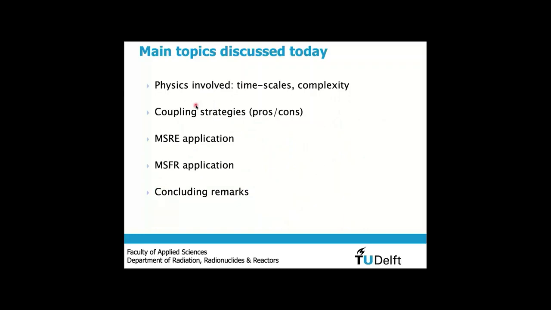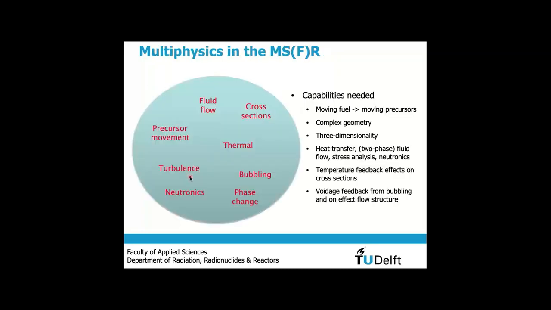So some of the main topics to be discussed by me today are some of the physics involved in modeling this system, the complexity associated with this physics, and the time scales that play a role. Now we're talking about multiphysics, so we have multiple types of processes ongoing at the same time, and they exchange information. So how do you then couple these two pieces of modeling tools together? Some of the advantages and disadvantages, I'll show you how it's practically done. Then I'll show you something more application. That's about halfway. Application to the MSRE, so a thermal molten salt reactor, and to the molten salt fast reactor. And I'll end up with some concluding remarks.